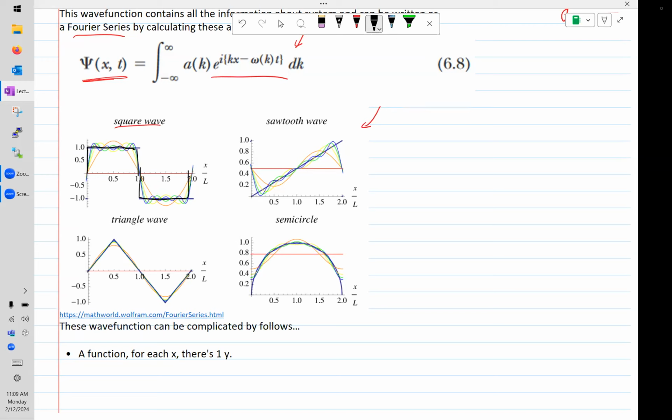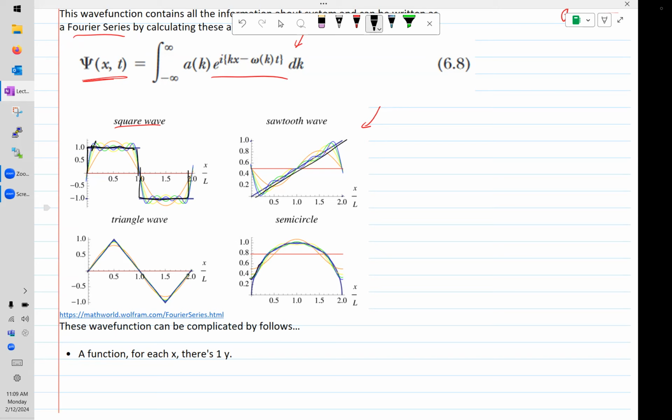But as you add more and more terms in this Fourier series, it gets closer and closer to it. I think the blue one is probably the closest one, right? You can also approximate a straight line using sines and cosine functions, right? Triangular waves, semicircles even. Okay.